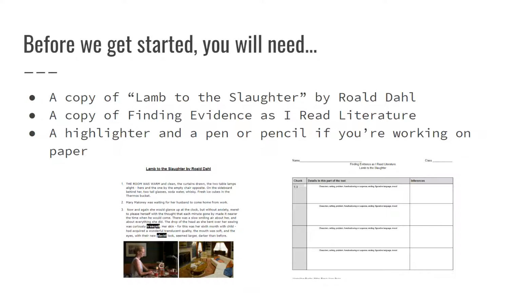Before we get started, you're going to need your copy of Lamb to the Slaughter and a copy of Finding Evidence as I Read Literature for that third part of the story, and it's in the Google Classroom. And then a highlighter and a pen or pencil if you're working on paper.